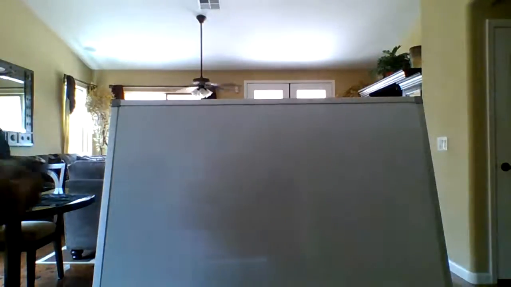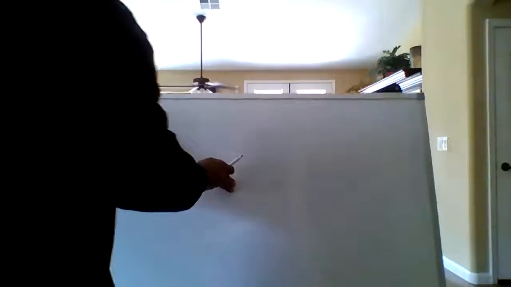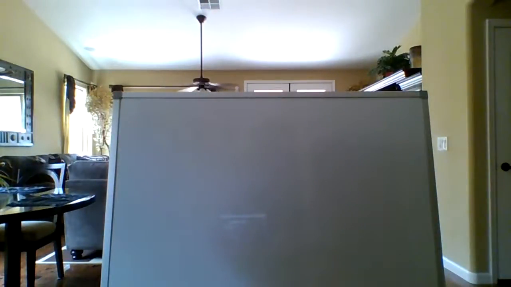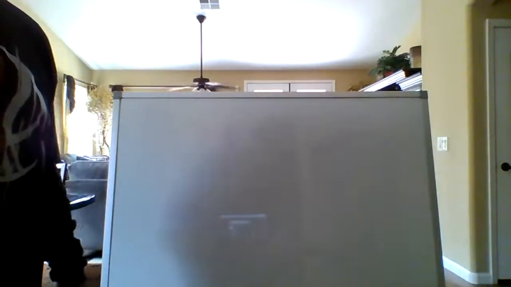So let's look at this example. In this example, we have triangle RUS. We have that bisector there. Okay.